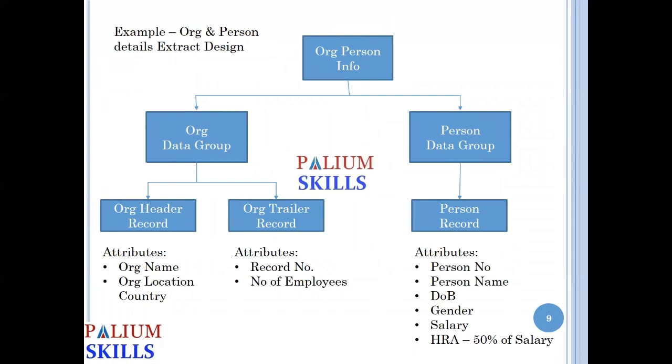Okay, and if you want to derive the HRA, you need to have a fast formula which will look at the salary and derive 50% of the salary.